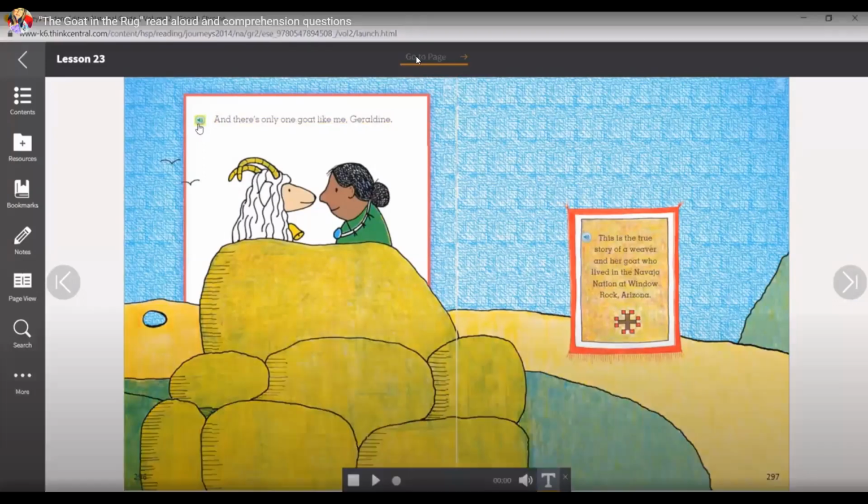Boys and girls, why do you think the author titled this story The Goat and the Rug? I think they titled it The Goat and the Rug because Geraldine's wool is used to make the rug. It is the true story of a weaver and her goat who lived in the Navajo Nation at Window Rock, Arizona.